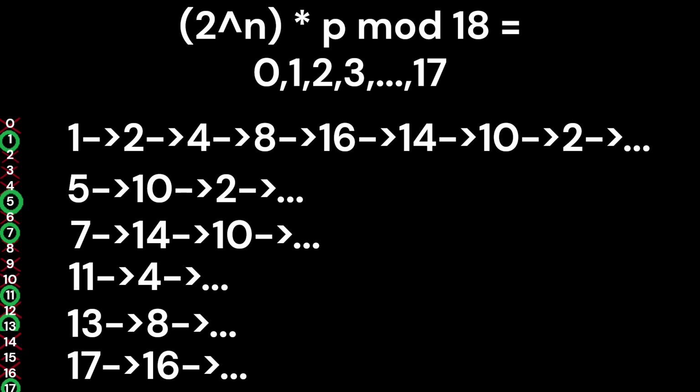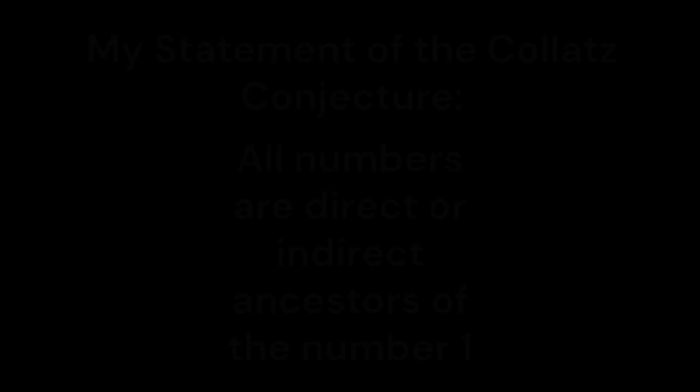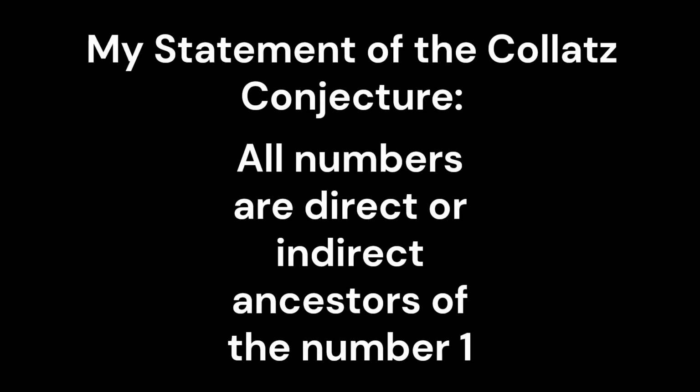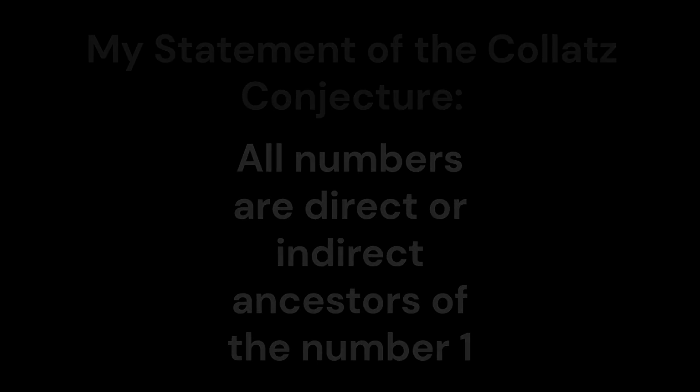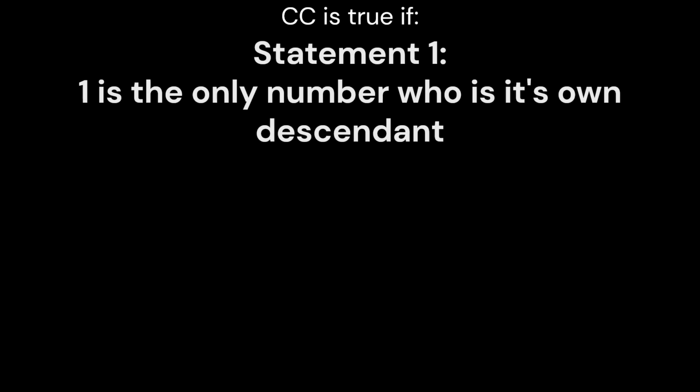Now we are ready to consider the Collatz conjecture fully. I conjecture that all numbers are the ancestor of the number 1. Unlike what I was just talking about, I don't mean that they are immediate ancestors. This statement is true if 3 things can be proven.